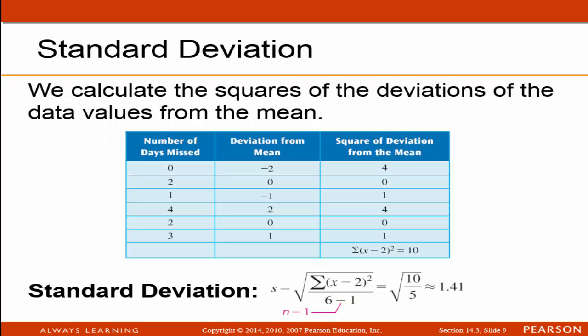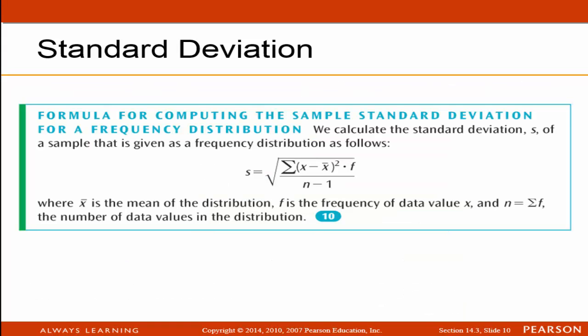The next thing that we do is we're going to go ahead and find the deviation from the mean for each data point, and then we're going to square the deviation from the mean for each data point, and then we're going to add those up. And the summation of that column is 10. So 10 divided by 5, because there's 6 data points and 6 minus 1 is 5, is approximately 1.41. So for this data set, the mean was 2 days with a standard deviation of 1.41 days.